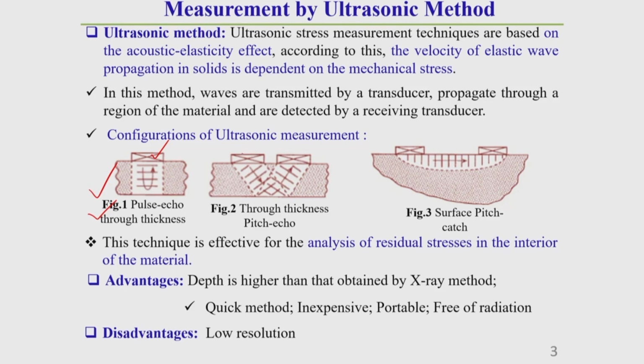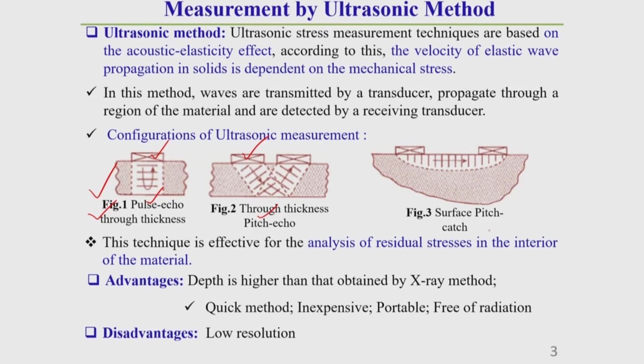This is another example of through thickness measurement by pitch echo. The first one is called pulse echo and the second one is called pitch echo. Pitch echo generally has inclined propagation through the solid, and also an inclined receiving transducer which receives the ultrasonic wave. By analyzing this received data, we can say what type of residual stress distribution is there through the solid.